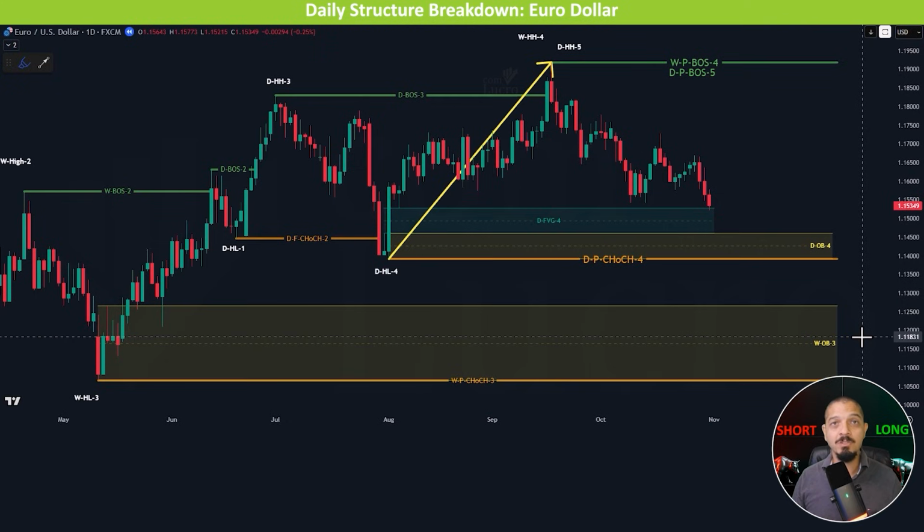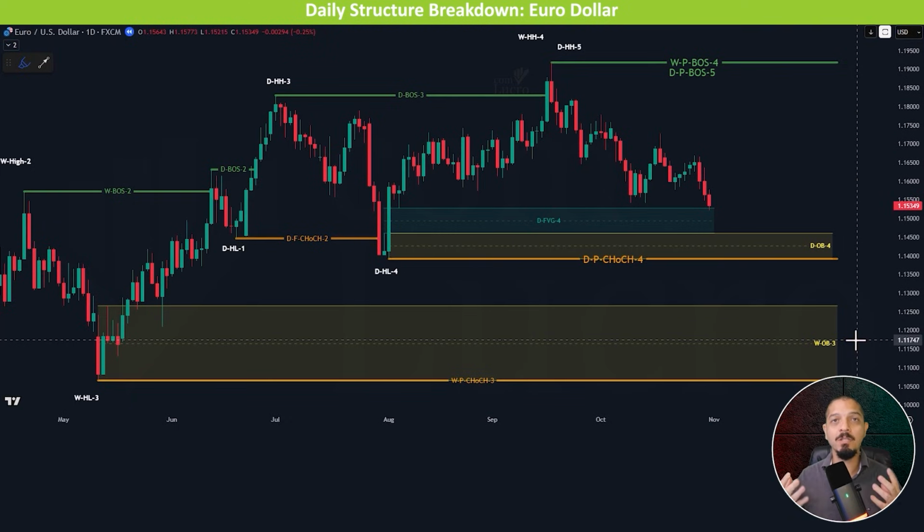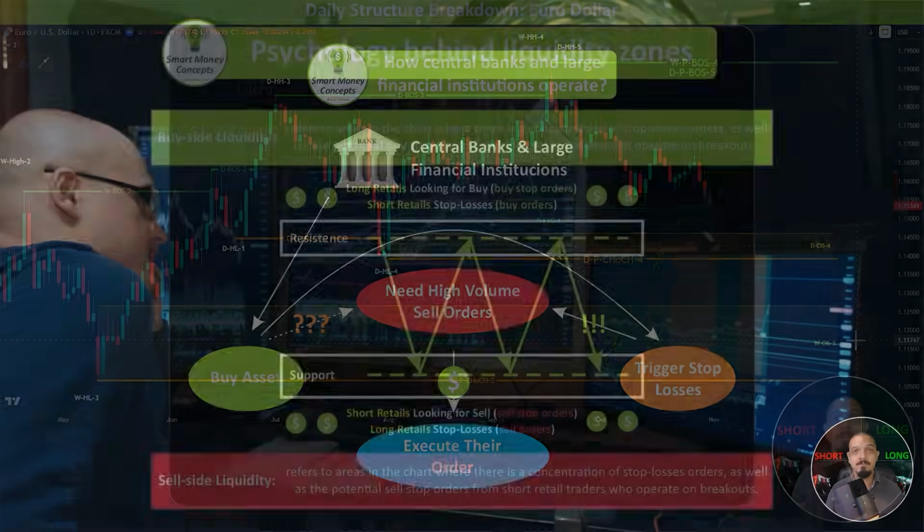As price approaches this zone, the daily structure prepares for the next decisive reaction, setting the stage for continuation or reversal inside the weekly context. At this point, we can clearly see how structure and liquidity align on the chart. But to fully understand why price reacts so precisely at these levels, we need to look deeper into how liquidity is actually created and used by large market participants. That understanding is what allows us to anticipate these reactions instead of reacting to them after they happen.